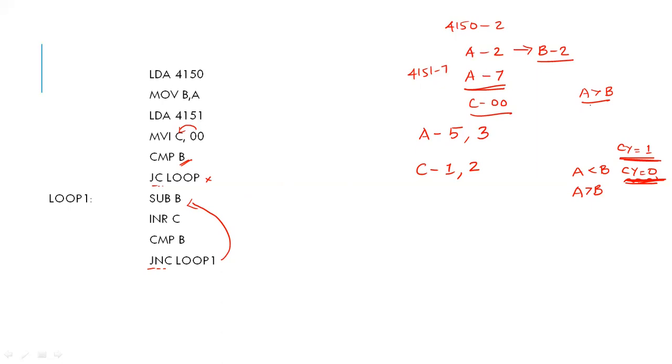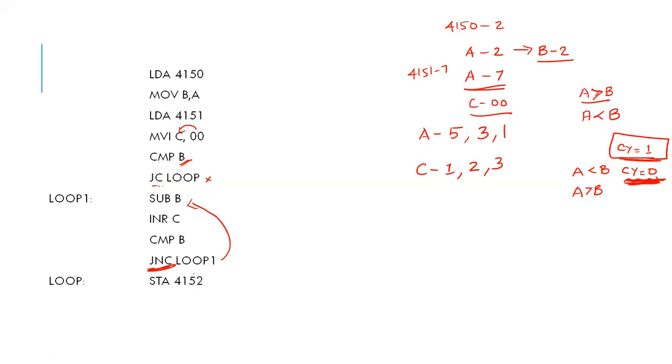Again I'm comparing it. Now also A is greater than B, so the carry flag will be 0. Jump if no carry, since no carry, it will jump back. Now it will again subtract: 3 minus 2 is 1. Increment C. Now compare B. If I see now, A is lesser than B, so the carry flag will be equal to 1. In this case, this condition is not satisfied, hence it will not jump. It will go to the next line.